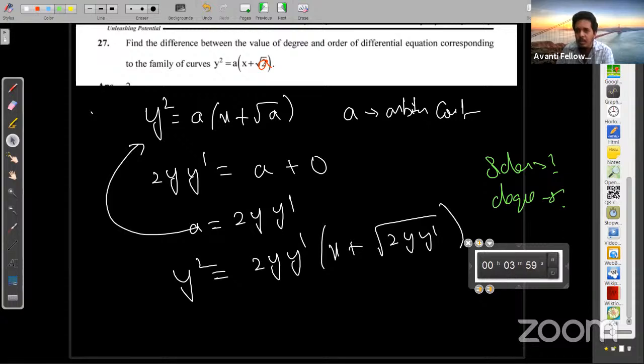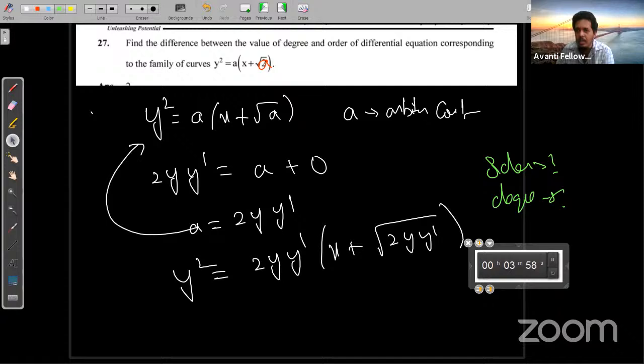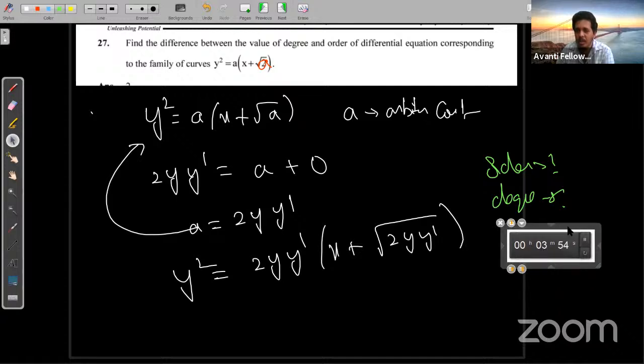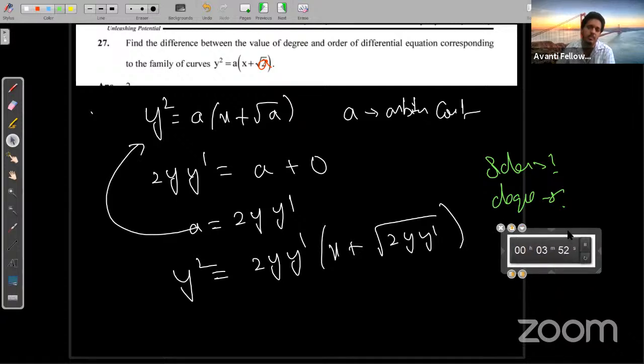The logic is that the given differential equation should be free of radicals and fractions. Radicals means rational powers, and all these things should be removed. And fractions means negative powers should not be there. Okay, everyone clear? So come on, try to give me the answer.